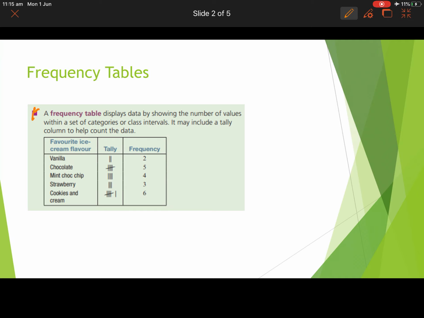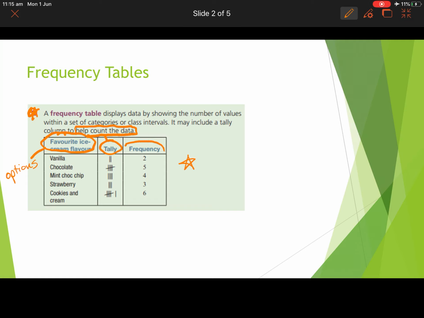So we look at frequency tables as a way of displaying data by showing the number of values within a set of categories or class intervals. It may include a tally column to help you count the data. So if you're ever asked to draw a frequency table, this is it. What you do is in one column, you write down all your options. For this one, obviously we're looking at ice cream flavours. So you write your options. You can use this tally to help you count if you want. You don't have to have that.